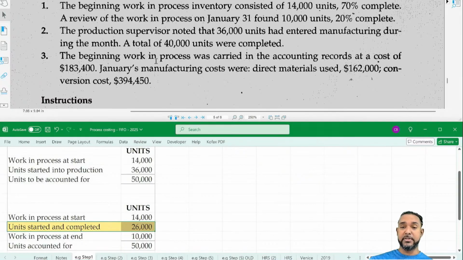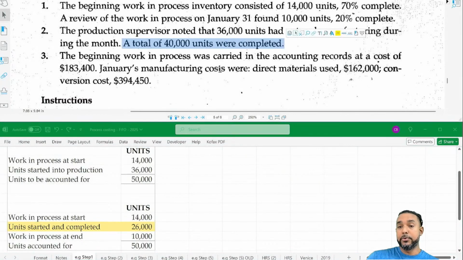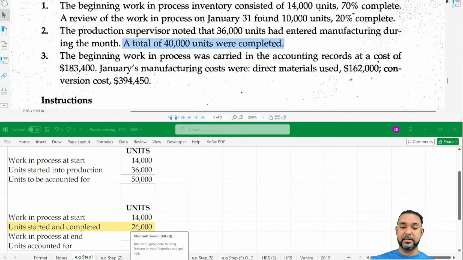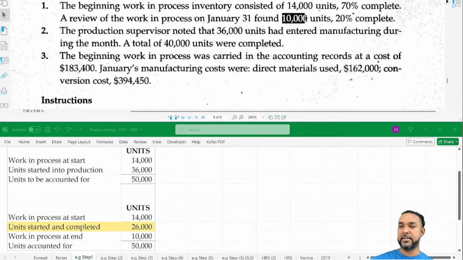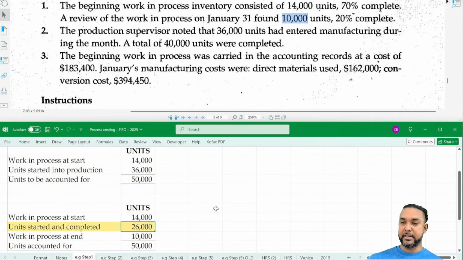And if they do give you this piece, as in the number of units completed, you could also use that to find the units started and completed. Because if we know the work in process at start is started into production before the others, it's going to be completed. So 14 out of 40 would be the work in process at start. And the remainder that were completed would come from this batch here. You could also say, look, if we started 36,000 and out of that 10,000 were incomplete, 10 from 36 will give us back 26. So you have a few different ways you could go about calculating that particular item.